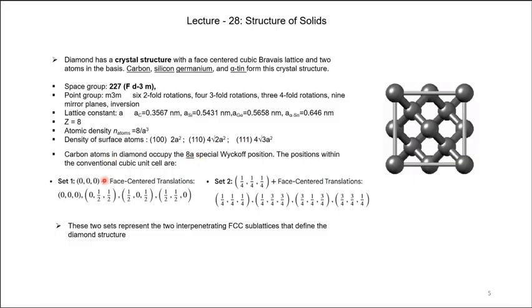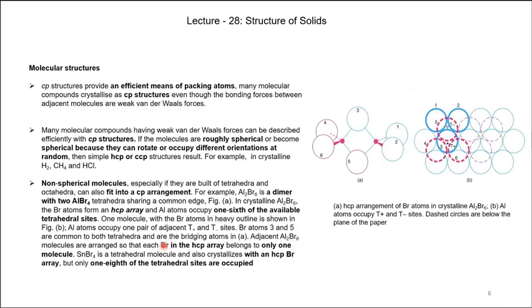Now the Wyckoff notations. There are 2 sets of Wyckoff notation. Set 1: if this is the origin 0,0,0 plus face-centered translation, then we have other points 0,1/2,1/2; 1/2,0,1/2; and 1/2,1/2,0. If we take set number 2 with its own origin plus face-centered translation, we get these parameters. These 2 sets represent the 2 interpenetrating face-centered cubic sublattices that define the diamond structure. Okay, we take the next one.